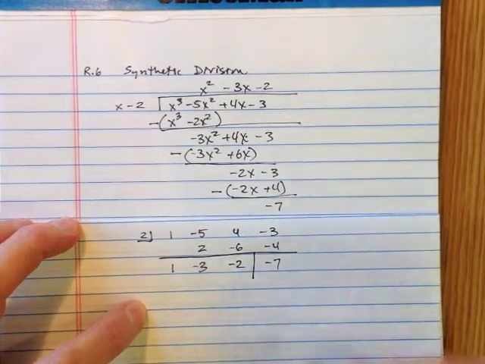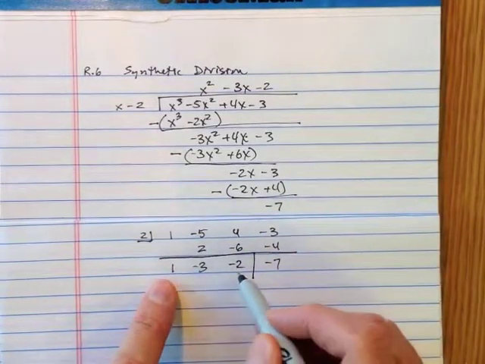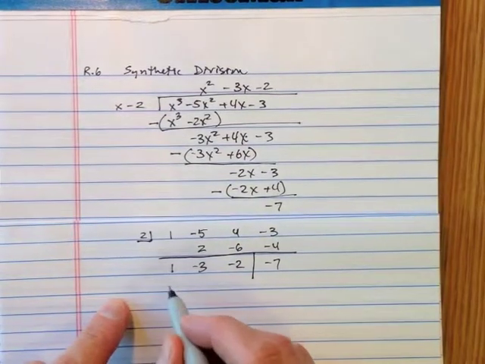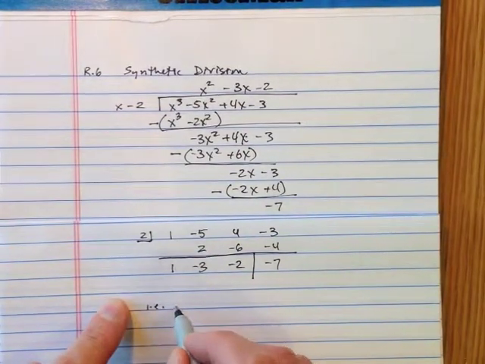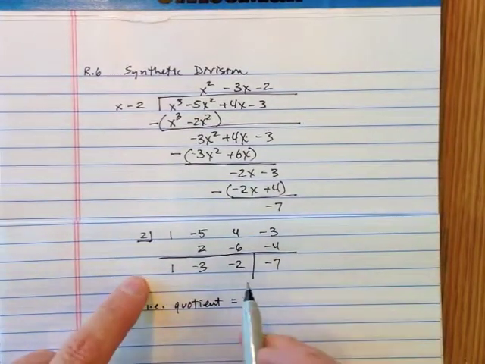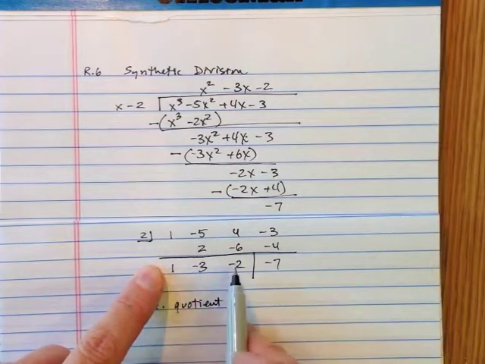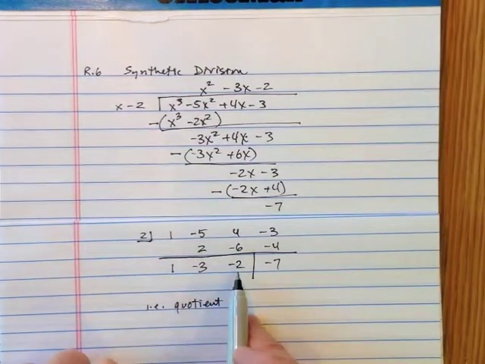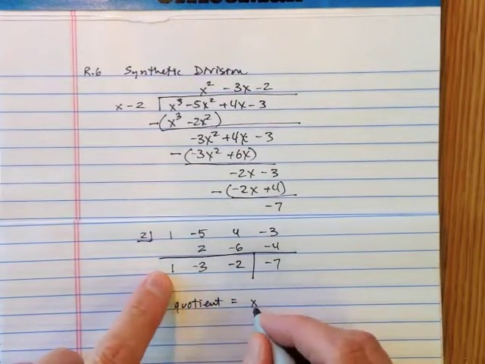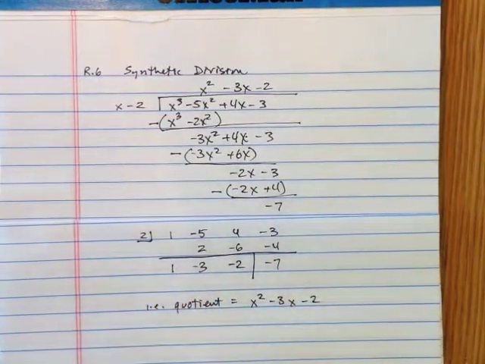You see what we got? That negative 7 is the remainder. And what do the 1, negative 3, negative 2 signify? Well, they're telling me the quotient. These are the coefficients of this polynomial that's the quotient, written in descending order. So that's the constant term. This must be the x to the 1 term. That's the x squared term. So it's x squared minus 3x minus 2.